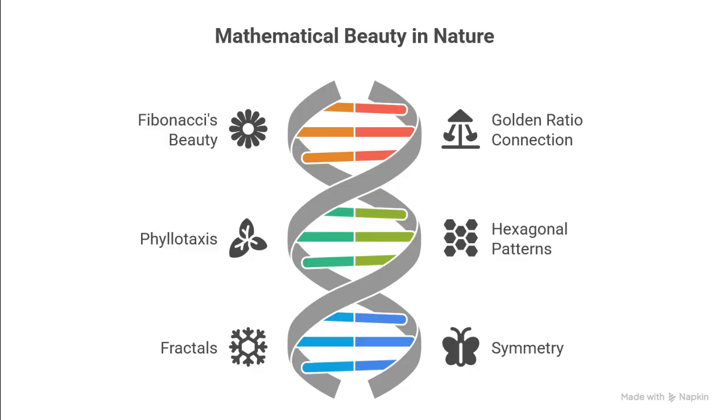Symmetry. This is one of the most fundamental principles in nature. From the bilateral symmetry of a human body to the radial symmetry of a starfish or a flower, it's everywhere. Symmetry often relates to an organism's lifestyle and how it interacts with its environment.